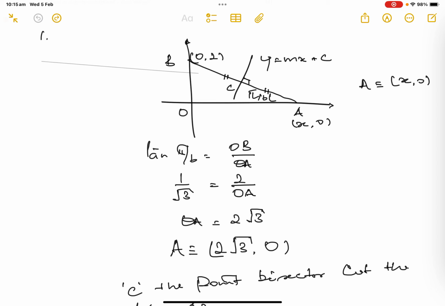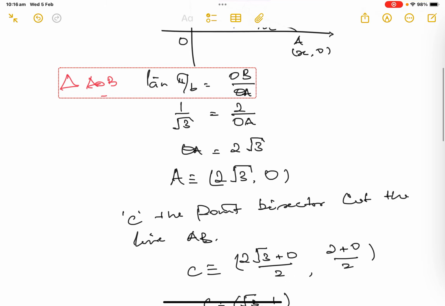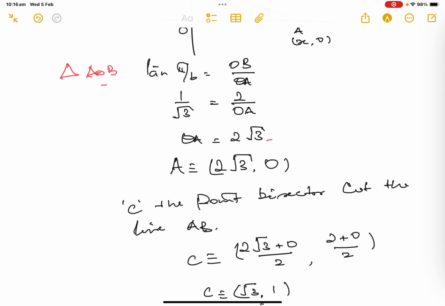Triangle AOB is a right angle triangle. Tan pi by 6 equals the opposite side over the adjacent, OB over OA. Tan pi by 6 is 1 over root 3, which students should know, a standard value for 30 degrees. So OB is 2, divided by OA. From that, OA is 2 root 3. So the x coordinate of A is 2 root 3, and the coordinates of A are (2 root 3, 0).